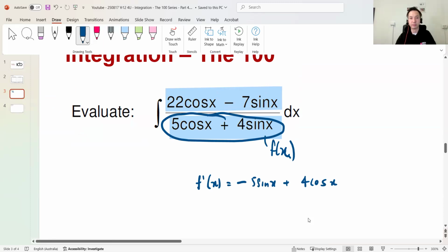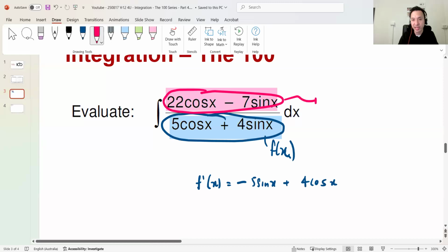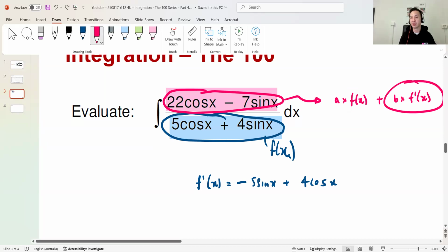I'm going to get rid of this blue highlight and use pink. I'm going to try to express this as a combination of A times f(x) plus B times f'(x). Because if I can do that, I'll split the fraction, because the first one is on f(x). Once you do that, f(x) does cancel out and you get A. I can integrate a constant. And if I get f'(x) on f(x), then that would just be ln, right? So this is how I'm going to do it.